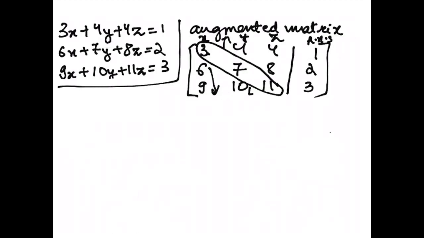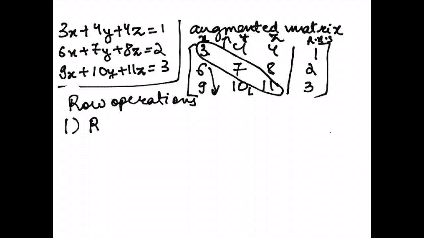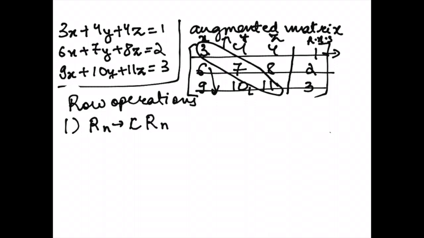In order to achieve this, we perform what we call row operations. In row operations, you can do 4 things. One, you can multiply any row. What I mean by row is this whole thing is row 1, this is row 2, and this is row 3. So I could multiply any row by a scalar factor.